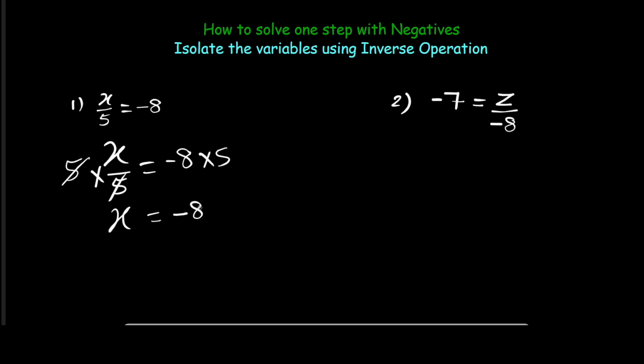So x equals minus 8 times 5. Minus 8 times 5 gives us minus 40. So x equals minus 40 is our solution.